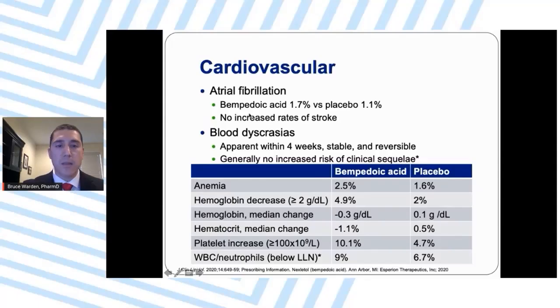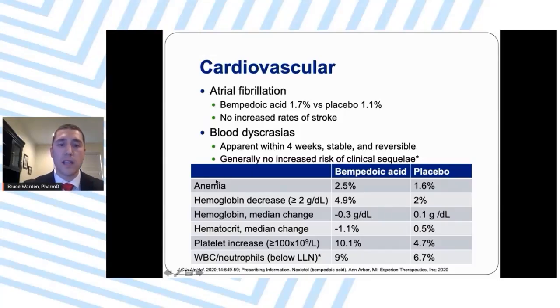On the vascular side, we see a compilation of blood dyscrasias that are really overall pretty minor, and we're not quite sure how these develop or what to make of these, but we need to monitor them. So we can see laboratory changes within the first 4 weeks. They're generally stable and generally reversible. And what we see is that for the most part, there's no increased risk for negative clinical sequelae.